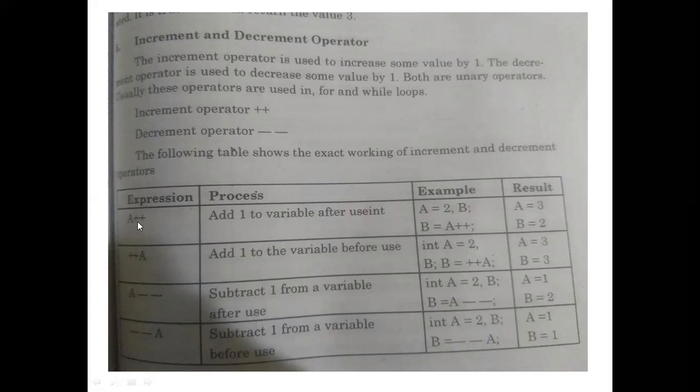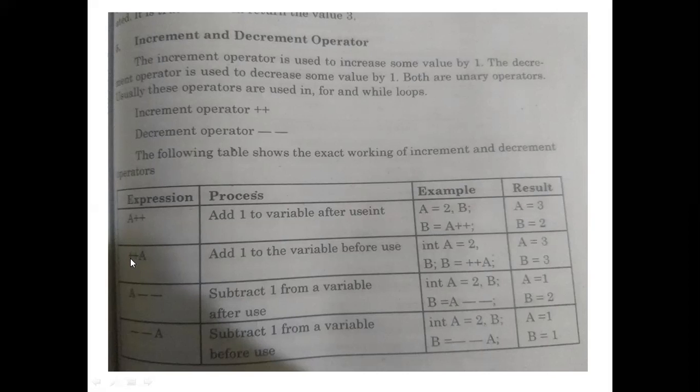So a plus plus will add 1 to the variable after using it. For example, a equal to 2 and b semicolon. Now I assign b equal to a plus plus. This plus plus is used as postfix, after the variable. So first the current value of a, the 2, will be assigned to b. After that the value of a will be increased to 3. 2 is increased by 1, so it is 3. So now the result will be b equal to 2 and a equal to 3.